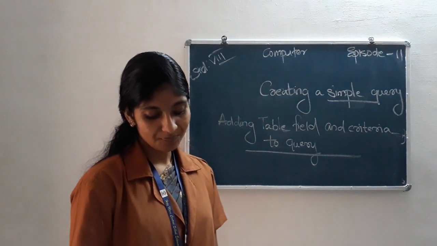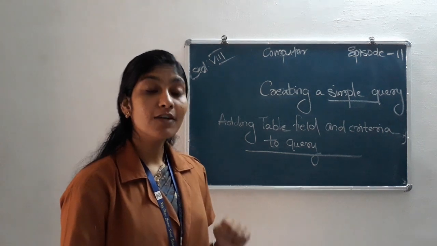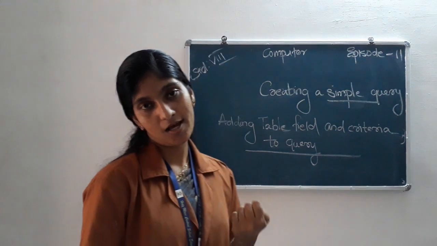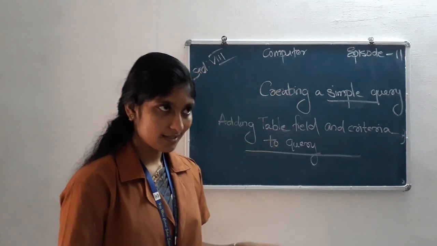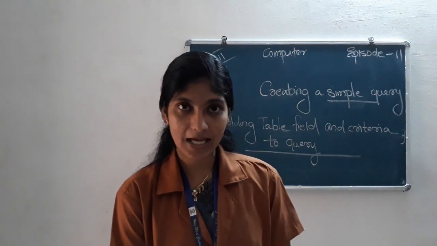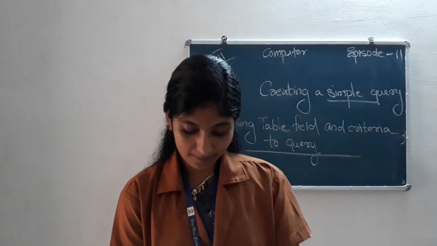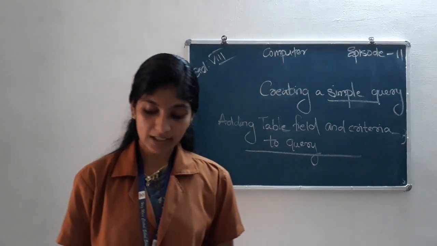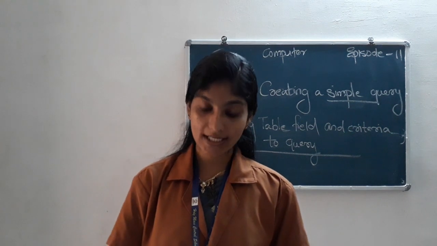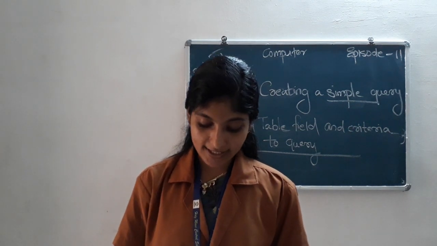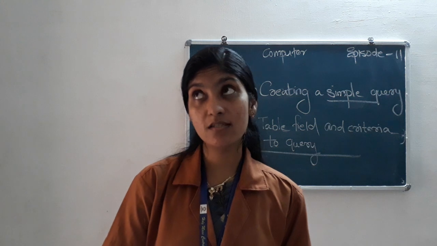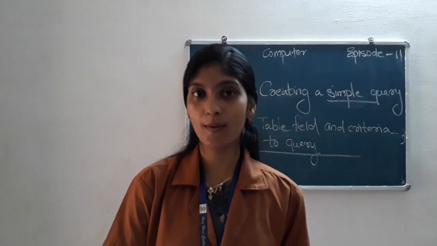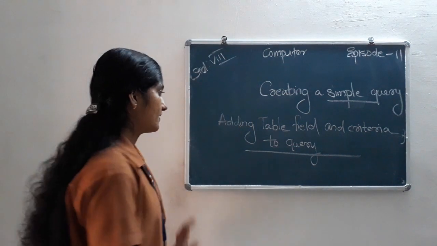So first, to create a query from the table, you need to select the table. So how to select the table? First, click on the Create tab and select the table. Before that, click the Query Design button. The Query Design button contains the list of tables. So you can select the table you want to create the query for. Right?